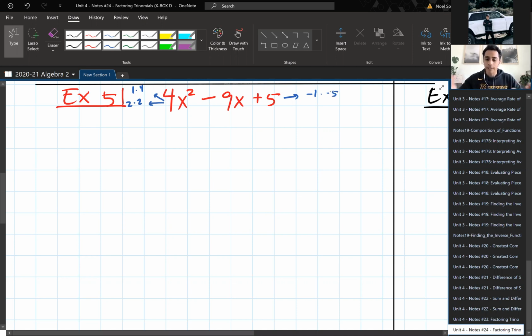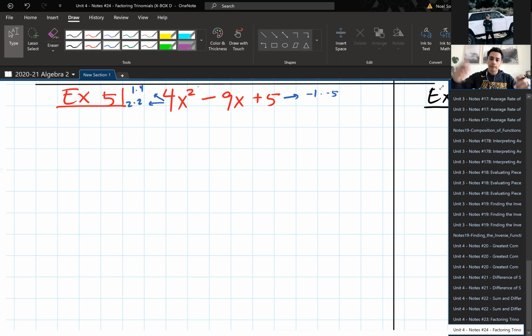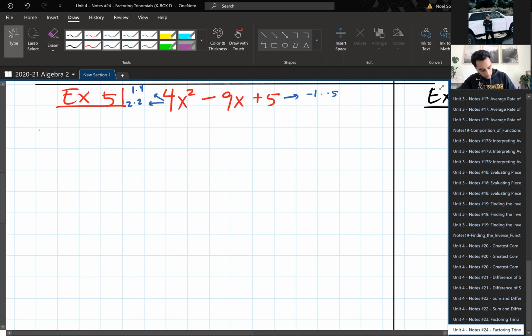We could go through the guess and testing option, but because I noticed that there's going to be multiple possibilities in order for us to get 4x squared, let's instead focus our energy on the Xbox method. Let's just get it right the first time instead of guessing and testing every time. Okay, so set up your X. We want the product on the top and the sum on the bottom.